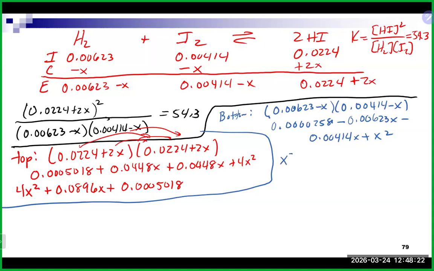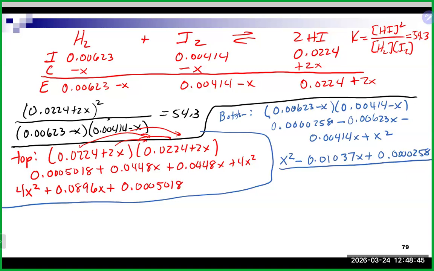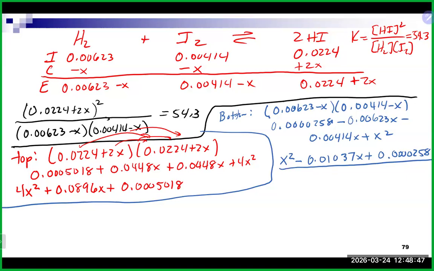Again, cleaning up my x's together, going to get me an x squared minus 0.01037x plus 0.0000258 for my bottom. So this is technically what you should get on the bottom when you factor it out. And obviously what I got in red is what you should get if you factored the top out. I'm now going to put everybody back together and then continue. I'm going to flip the page here.